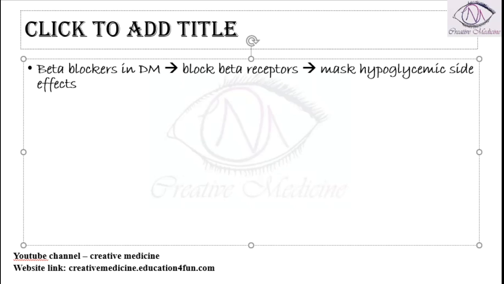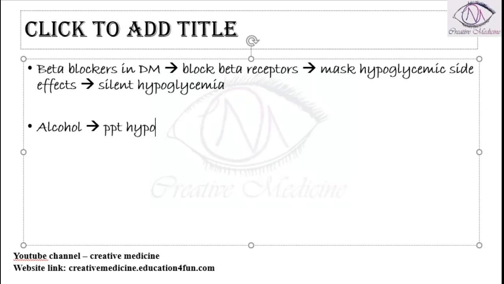But because of the blocking of beta receptors, they will mask the hypoglycemic effects, so the patient does not know that he is in hypoglycemia. So this is called silent hypoglycemia. Second, alcohol will also precipitate hypoglycemia. And because of the blockade of beta-induced hyperglycemia, delayed recovery is also seen in these patients.